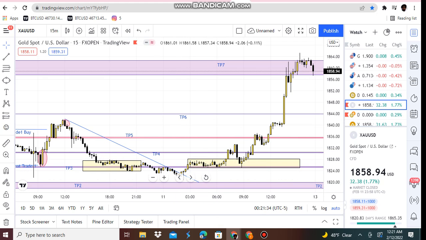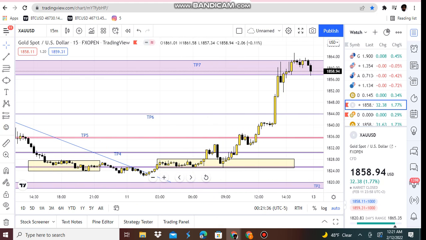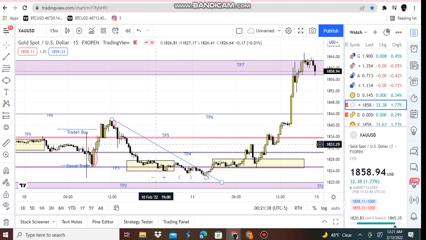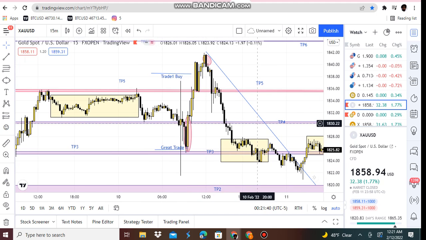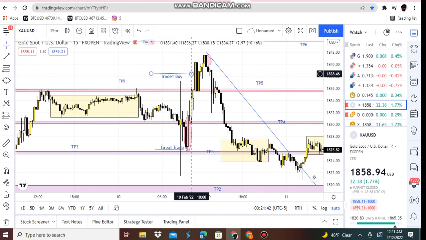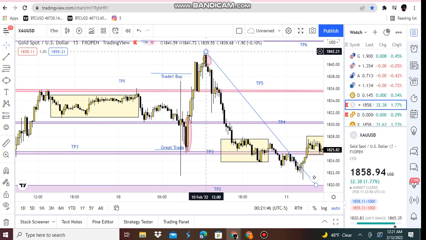Price breaks this trend line, boom, we're looking for buys. And we'll explain that in a second as well. But you're getting in for a buy at trade 1 at 1838, and price goes to 1842, and you're trying to swing trade this, and you up the lot size, and you feel good about this trade because you're in profit, and then price starts to head back down.